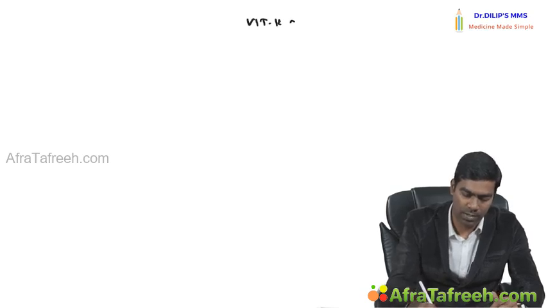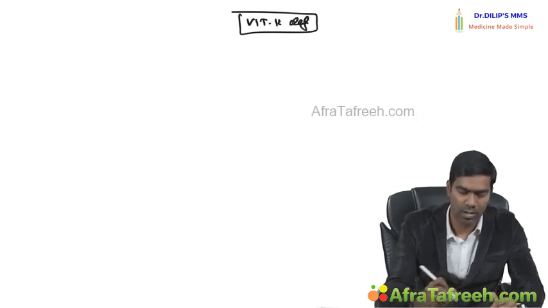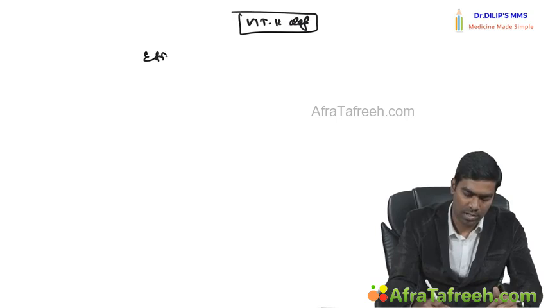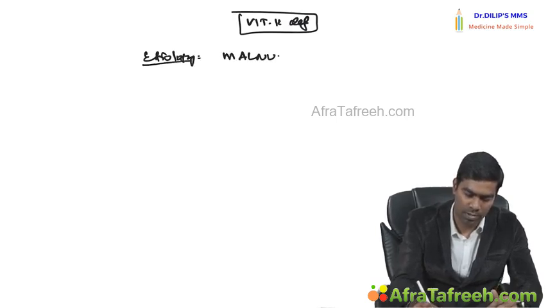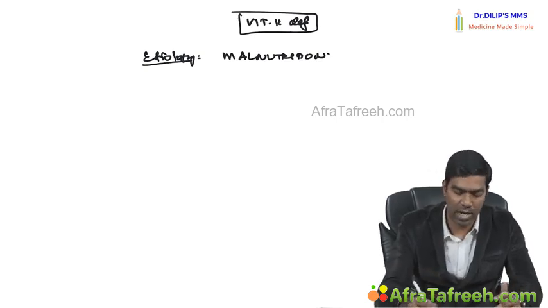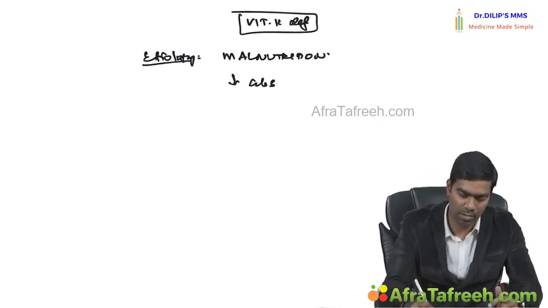Then vitamin K deficiency. A lot of reasons are there why you get a vitamin K deficiency. Let us see the etiologies first. First one is malnutrition, which is quite rare anywhere in the world as of now. And second is reduced absorption of vitamin K.